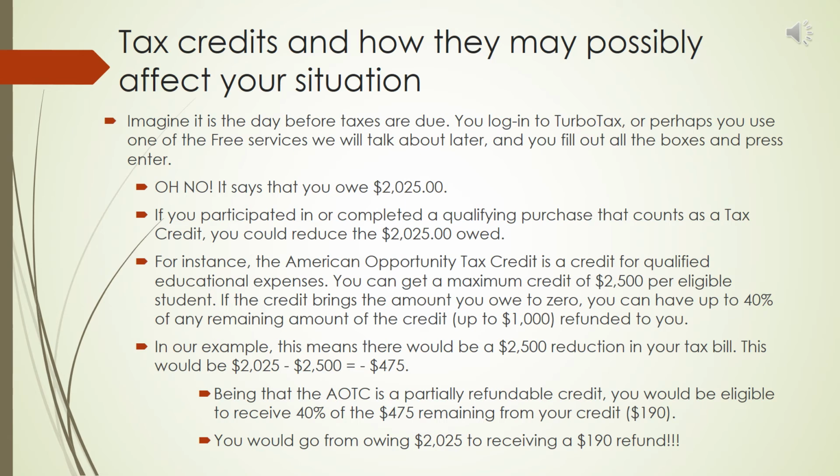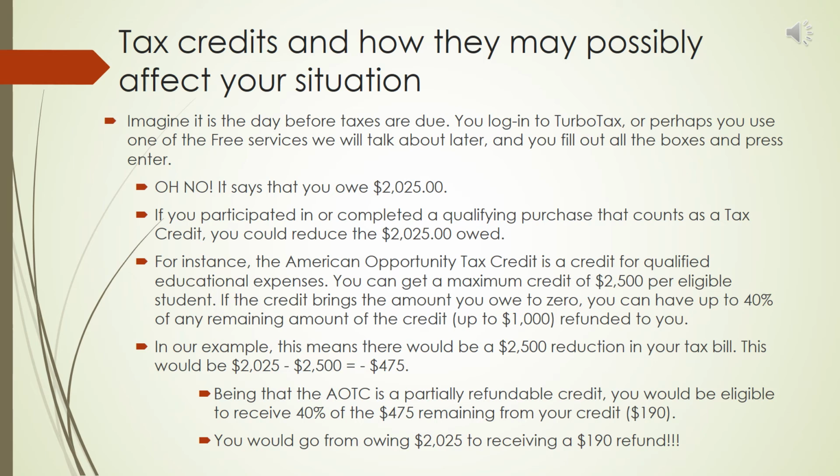For instance, the American Opportunity Tax Credit is a credit for qualified educational expenses. You can get a maximum credit of $2,500 per eligible student. If the credit brings the amount you owe to zero, you can have up to 40% of any remaining amount of the credit, up to $1,000, refunded to you. In our example, this means that there would be a $2,500 reduction in your tax bill. This would be $2,025 minus $2,500. That's a negative $475 amount.